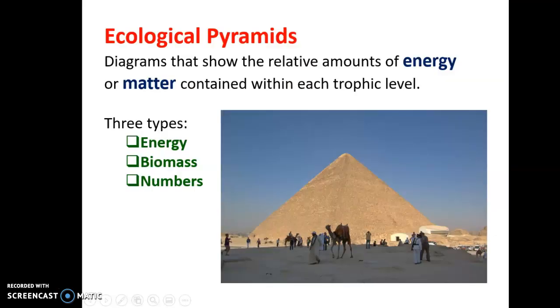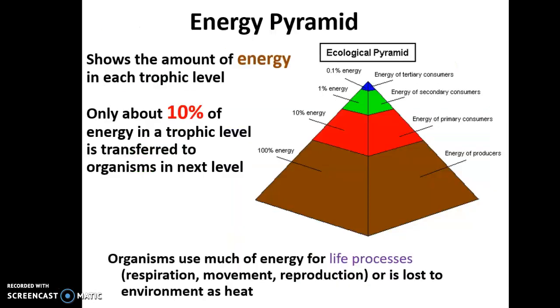So ecological pyramids, as the diagram shows, show the relative amounts of energy or matter contained within each trophic level. So there are three types: energy, biomass, and then specifically just numbers. So like how many of each. Okay. So an energy pyramid shows the energy available at each trophic level, at each feeding level.